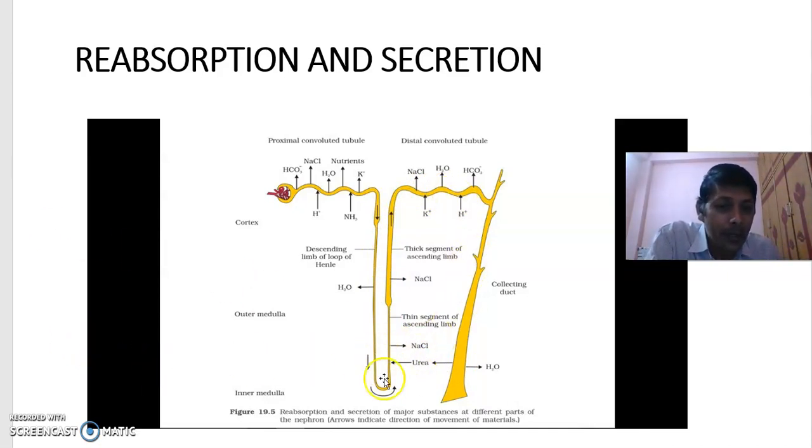As urea is coming here, the osmolarity increases. Not only NaCl, urea also plays an important role in increasing osmolarity. That is the reason why mammals store some amount of urea in the medulla region, to achieve the desired osmolarity to form concentrated urine.